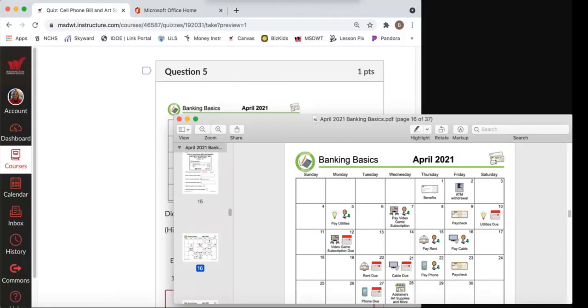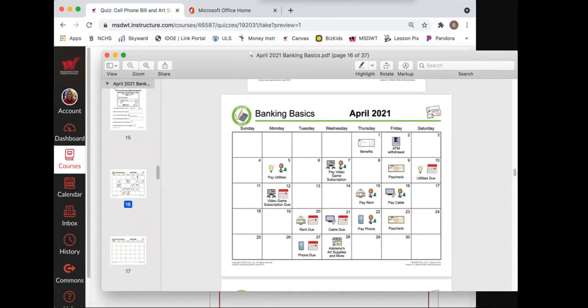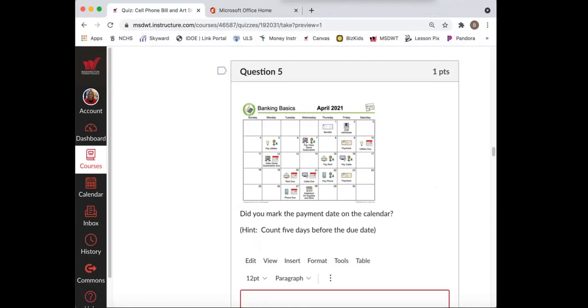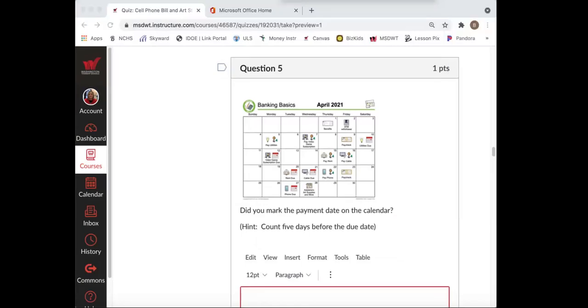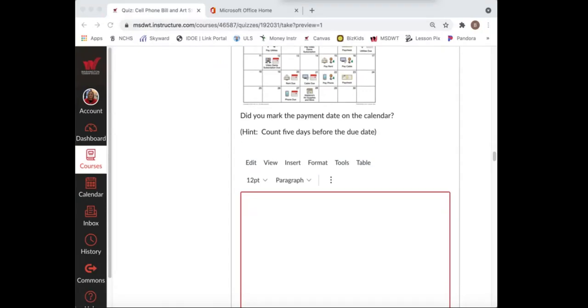Okay, so we're going to look at the calendar and we're going to count 5 days back. So here it is where we have the 27th, and we're going to count back to the 26th, which is one, the 25th, which is two, 24th, which is three, 23rd, which is four, and 22nd, which is the fifth day. So you're going to put pay phone bill on the 22nd, okay? So now make sure that you write, did you mark the payment date on the calendar? Yes or no? And it says hint, count 5 days before the due date.